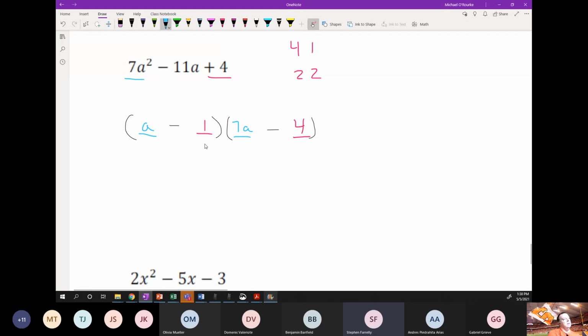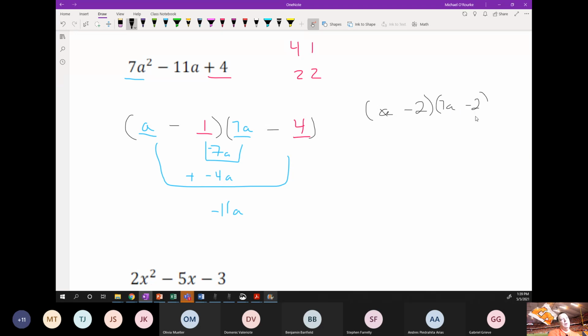So let's check. So that's negative 7A. That's negative 4A. Add those together. Negative 11A. You did it, Farley. Okay. Just like that. Now, the key there is guess and check, right? Like, you have to kind of put yourself out on a limb.